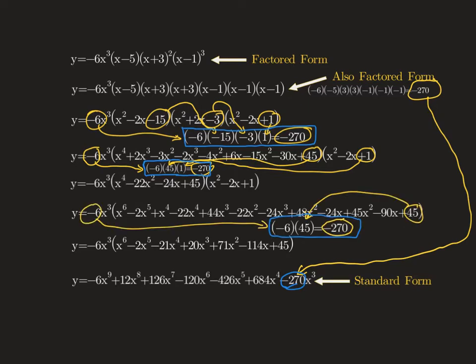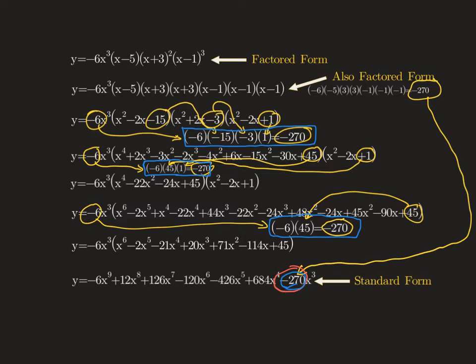It's like the last number in each one of the brackets. 45 times negative 6. 1 times 45 times negative 6. That will always give you your last number here. So that could sometimes be helpful when, let's say, you're looking for the y-intercept and you're kind of looking for that last digit.